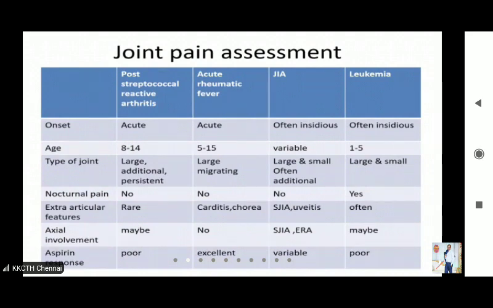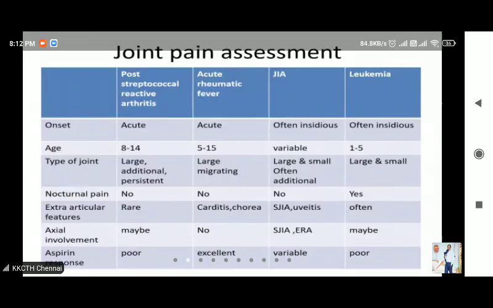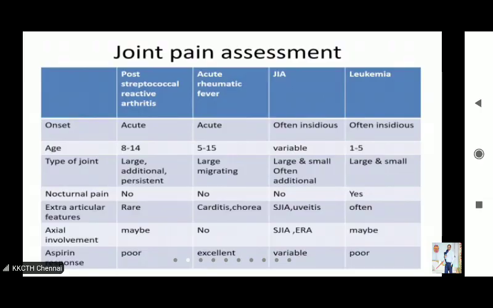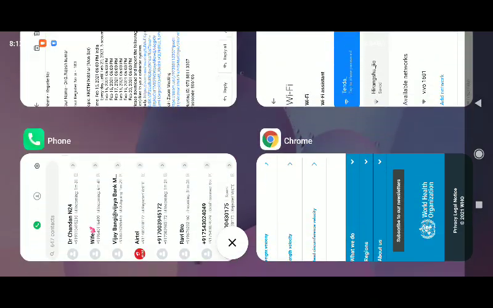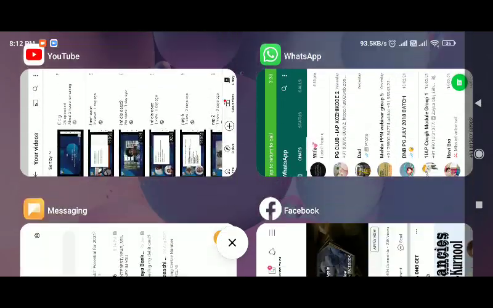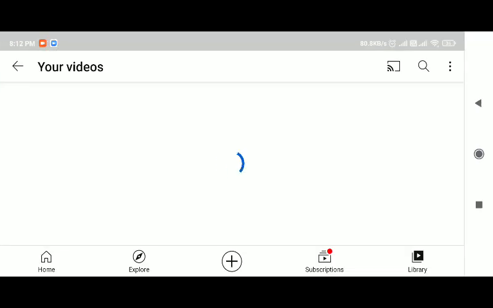The other common cause of limb pain is joint hypermobility, joint hypermobility with benign musculoskeletal pain. And that we'll talk about a little later, how to look for it. Among the other common pathological causes, the most common are post-streptococcal reactive arthritis, acute rheumatic fever, then JIA and leukemia. And how to differentiate between the four based on the symptoms. The onset is acute in reactive arthritis and acute rheumatic fever. And in JIA, it's often insidious, and leukemia also sometimes has insidious onset.